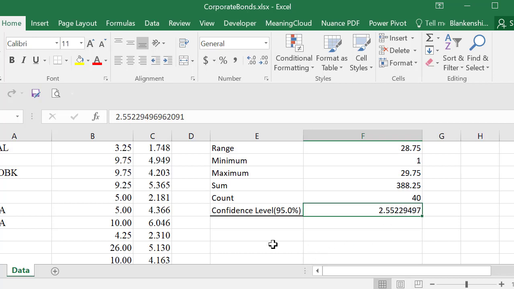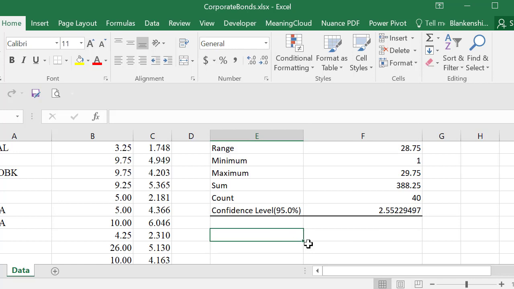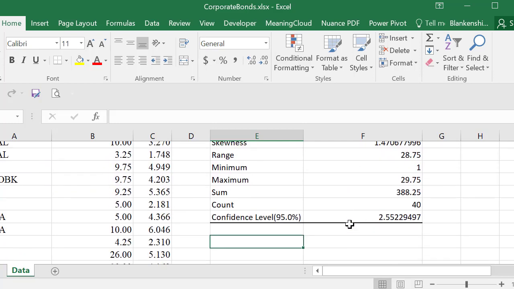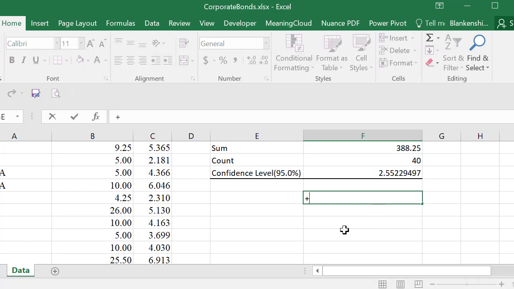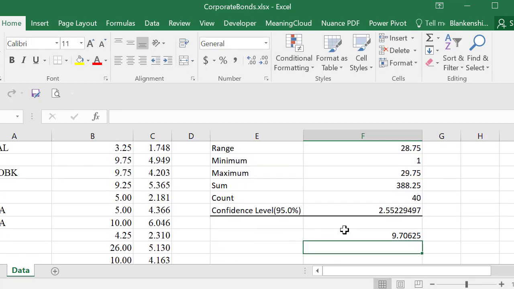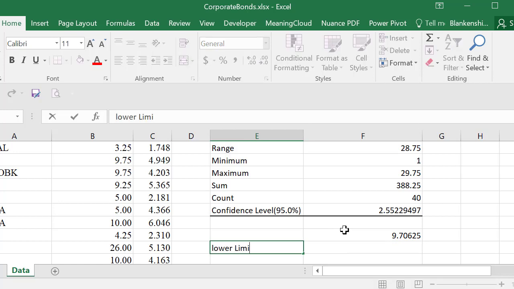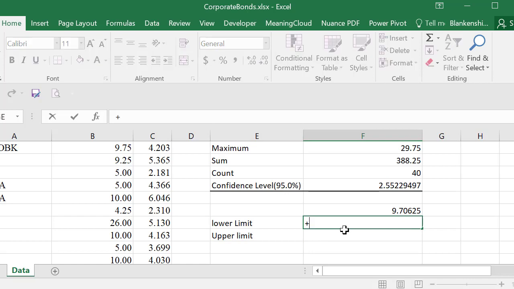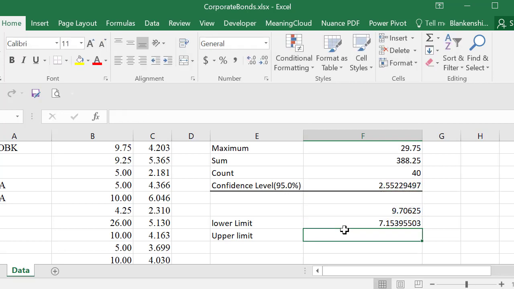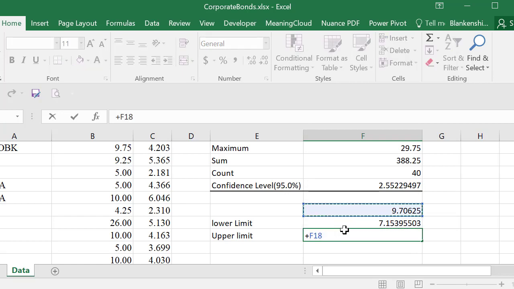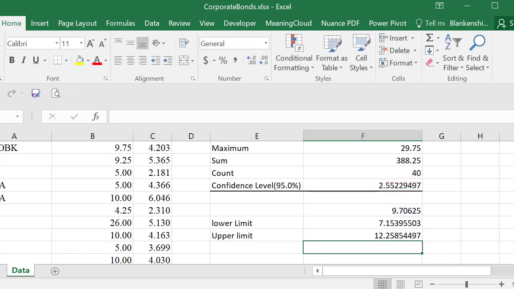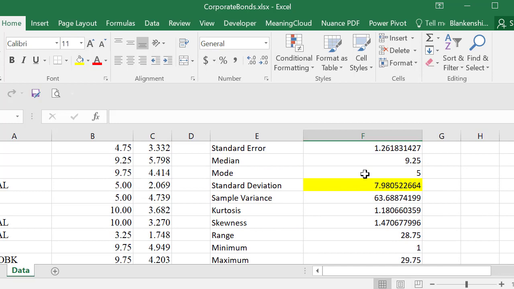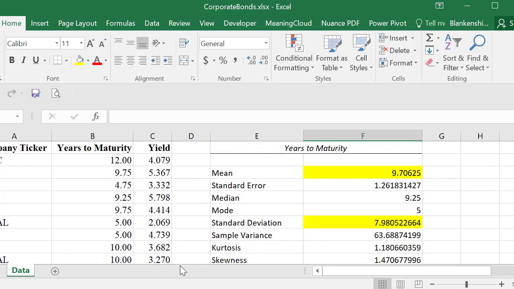So what we'll have, just like we saw in the book, is our mean of this, plus this, lower limit, upper limit. So we would have this minus this for the lower limit, and for the upper limit, it is this one plus this one. So our lower limit is 7.15, upper limit 12.26, and that should contain 95% of the time the actual mean for the years to maturity.